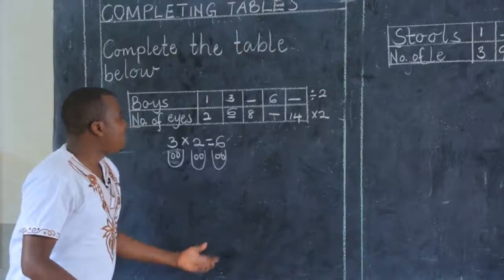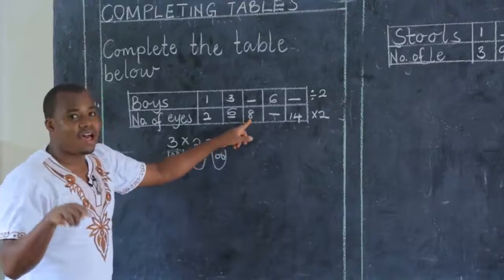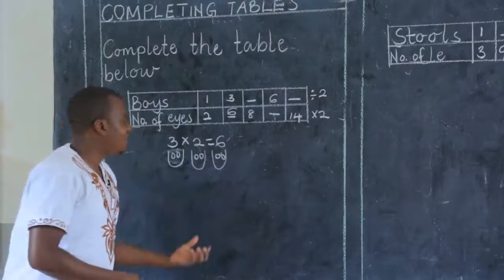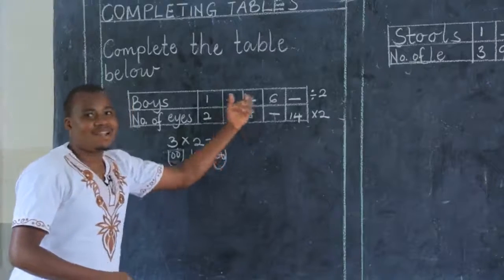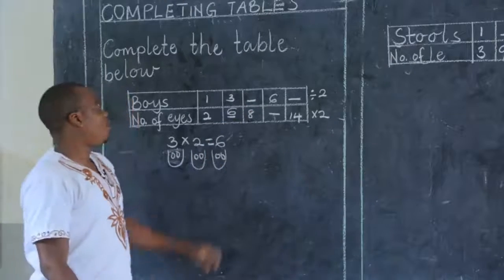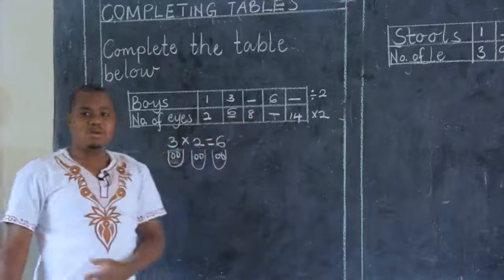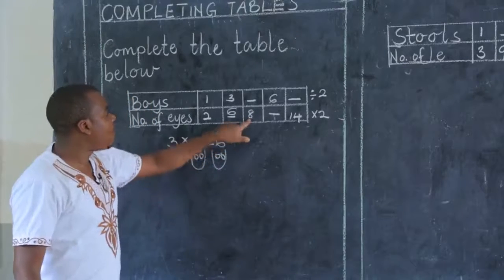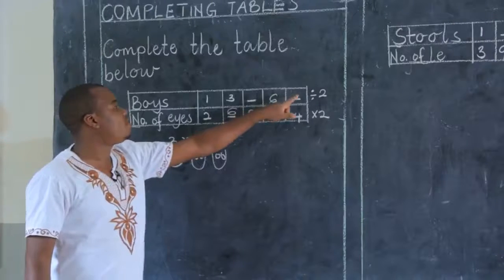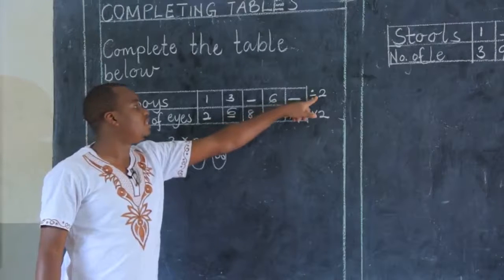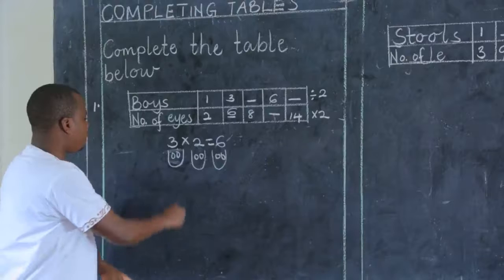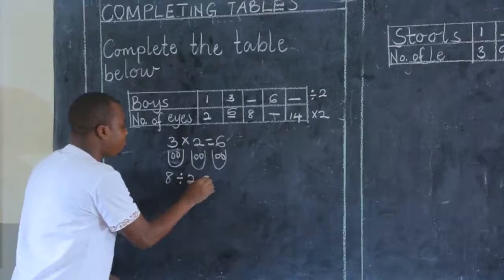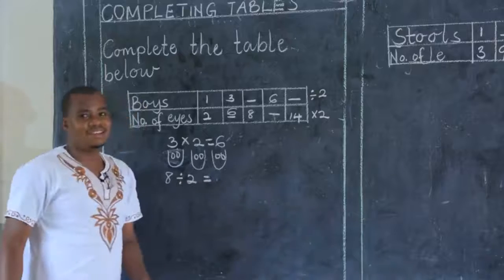What do we have? Now in the next one we have eyes, and we are finding the number of boys that have that number of eyes. So 8 eyes. How many boys will have 8 eyes? So what shall we do? What we have here, then we are finding from up. So we are going to divide it by 2. So we are going to have 8 divided by 2. How many 2's are in 8?